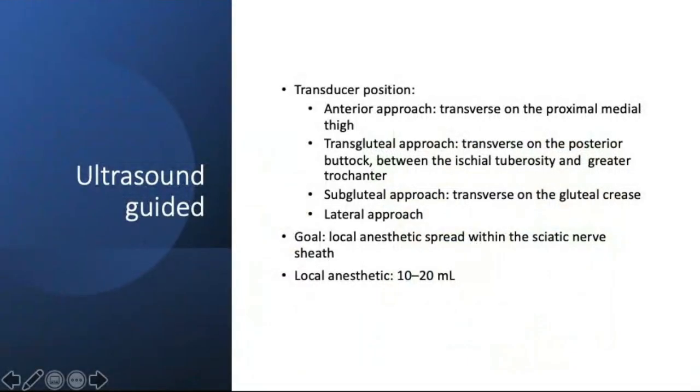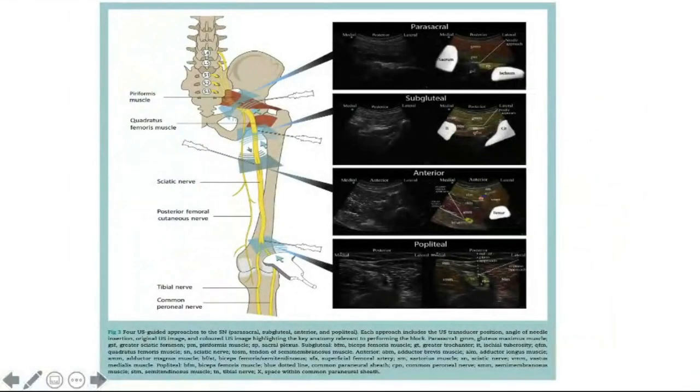However, with the increasing availability of ultrasound, it is better to use ultrasound to perform this sciatic nerve block, so that we can use it at different approaches. Some of the transducer positions that we can use are anterior, transgluteal, subgluteal, and also lateral approach. The main goal is to give the LA within the sciatic nerve sheath, and the LA dose will be about 10 to 20 mL.